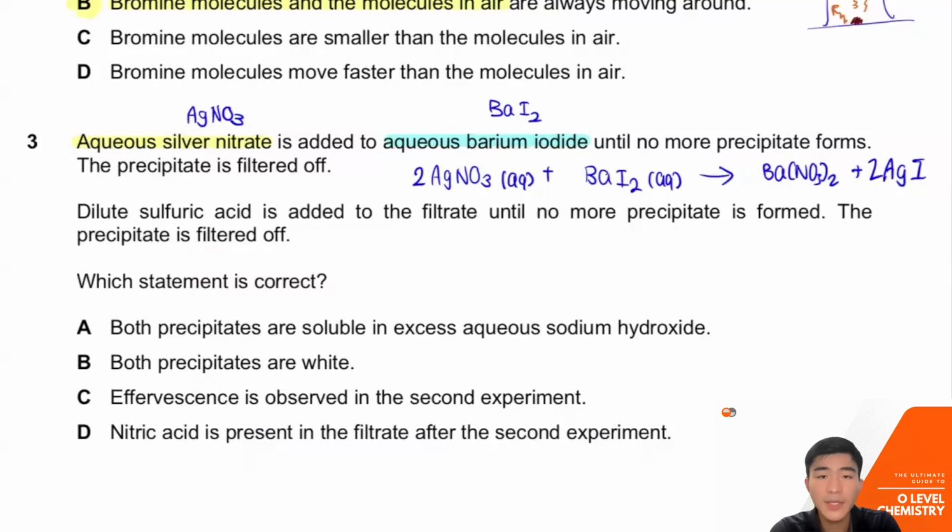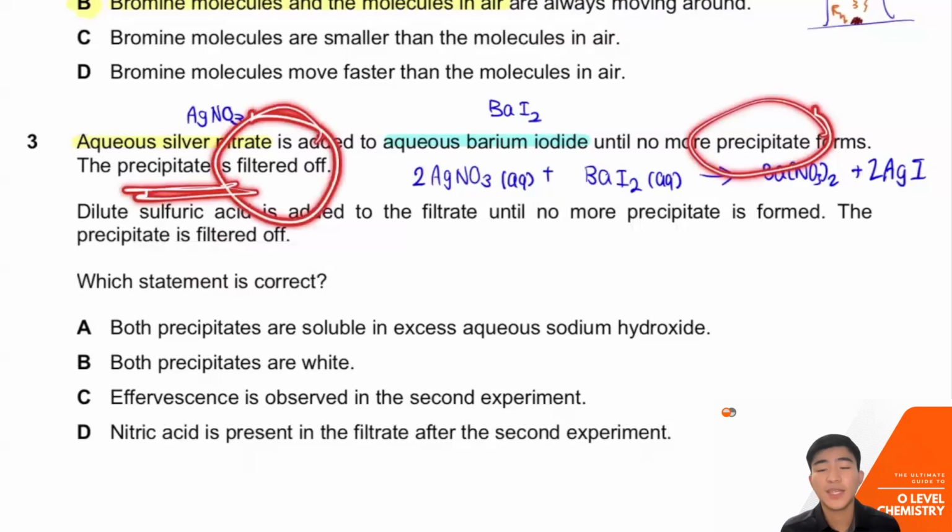Now, can anybody tell me which one is the precipitate, which one is the aqueous solution? Anyone have any idea? Which one is precipitate, which one is aqueous solution? Definitely, I have one that is precipitate because they tell me precipitate is filtered off. And to be able to filter something, the other one has to be a solution.